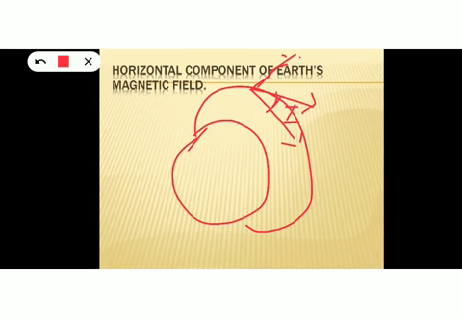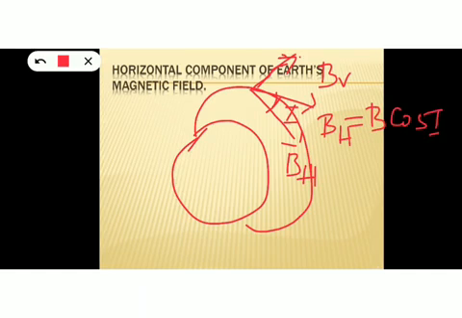So this angle will be I, and the component adjacent to I will be the horizontal component. This will be the horizontal component of the Earth's magnetic field, denoted by BH. Then this will be the vertical component, denoted by BV. So what will be BH? The horizontal component is the component adjacent to the angle, and that is B cos I. And the vertical component will be B sin I.